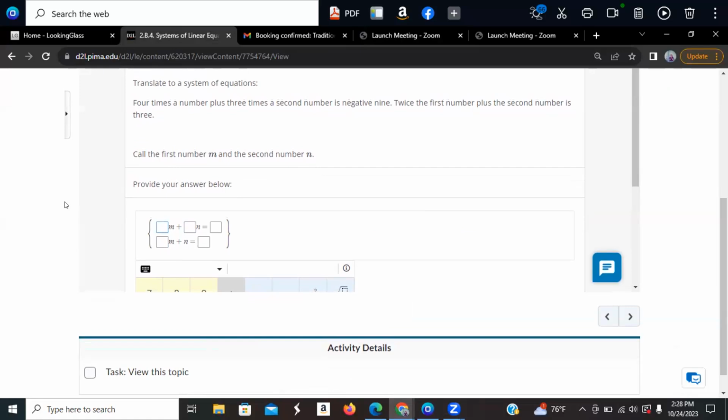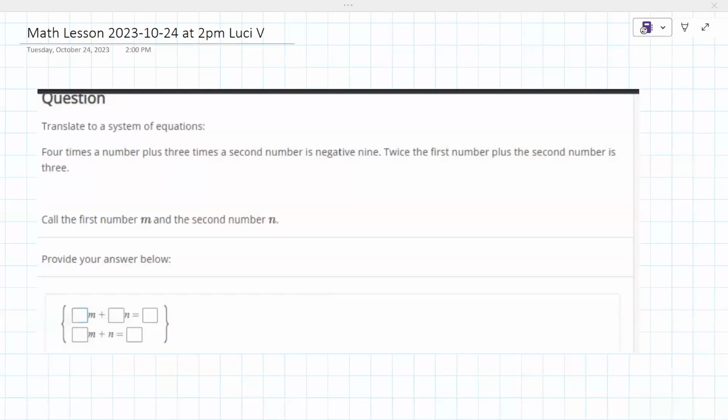All right. I got the first question up on my side. So let me go ahead and share my screen. Get started here. So 4 times a number plus 3 times a second number is -9. So they're calling m the first number and n the second number. So 4 times a number, 4m. 3 times a second number is -9. Do you see how I came up with those values?